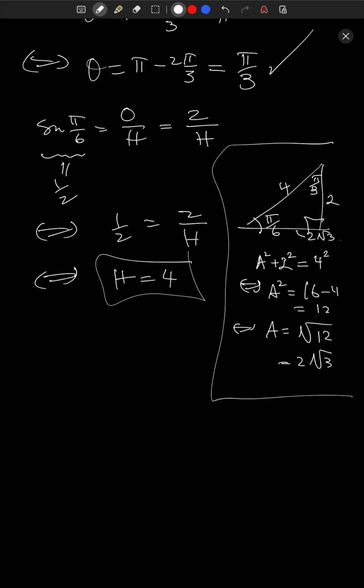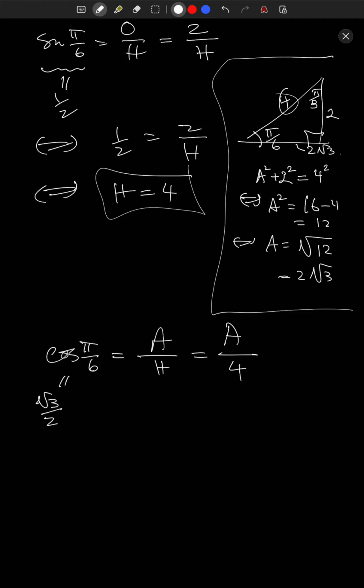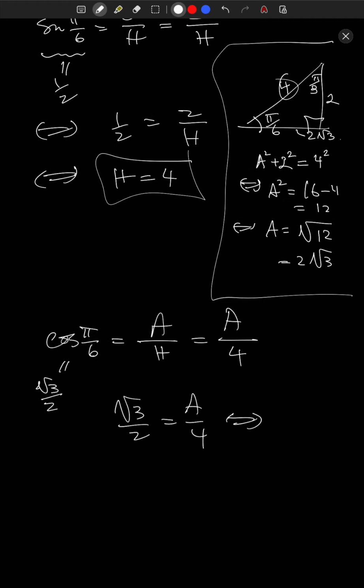But alternatively, once we figured out the hypotenuse, we know that cosine of pi over 6 is adjacent over hypotenuse, which is a over 4. We know cosine of pi over 6 is root 3 over 2 from our table. So altogether we have root 3 over 2 equals a over 4, which tells me a is equal to 2 root 3. Of course, we get the same answer either way. So this is what we mean by solving a triangle. Now we have all the sides and all the angles of this particular triangle. Again, the technique is essentially to use the Pythagorean theorem if we want, and to use the definitions of the trig functions, opposite over adjacent and so on.